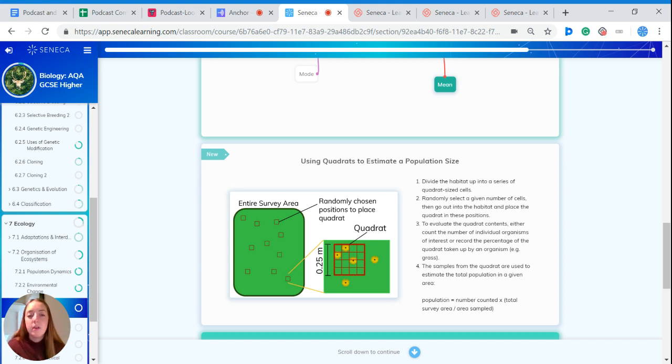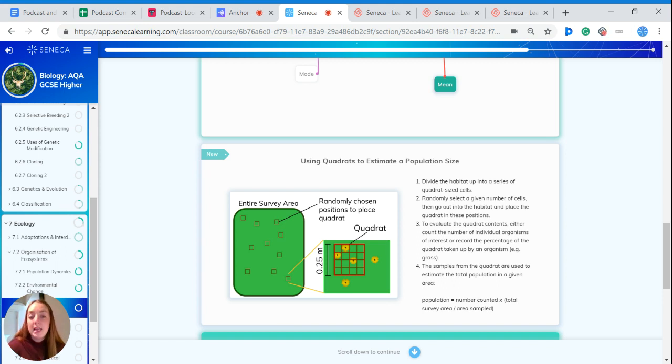positions. To evaluate the quadrat contents, either count the number of individual organisms of interest or record the percentage of the quadrat taken up by an organism. The samples from the quadrat are then used to estimate the total population in a given area.